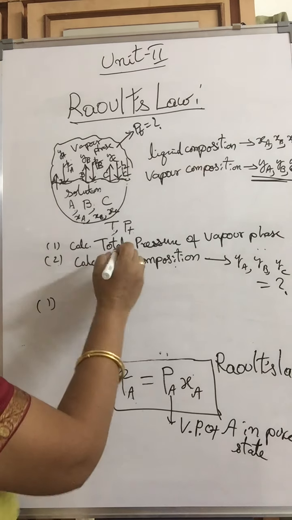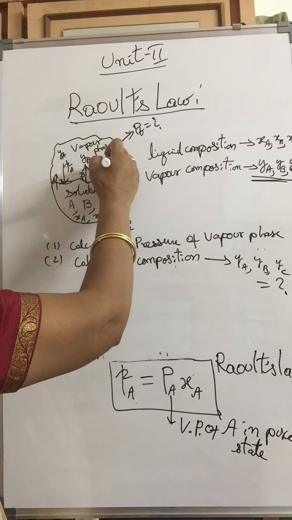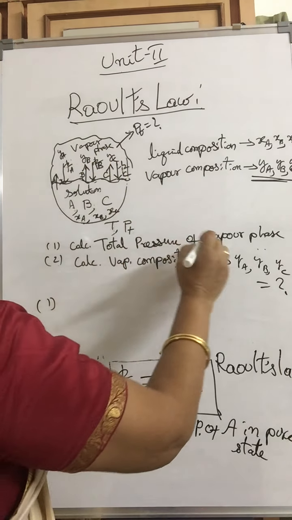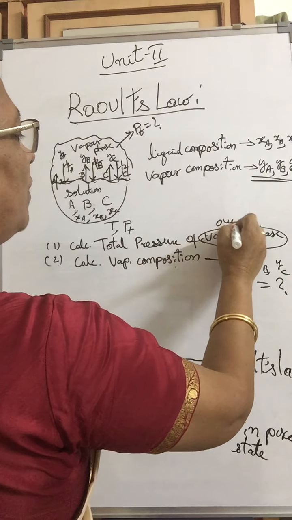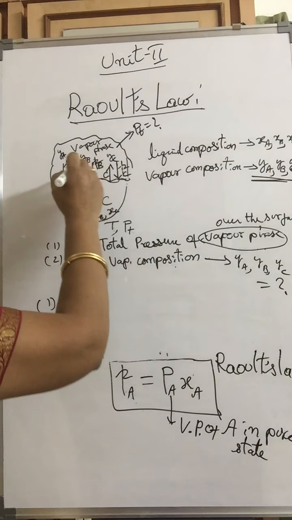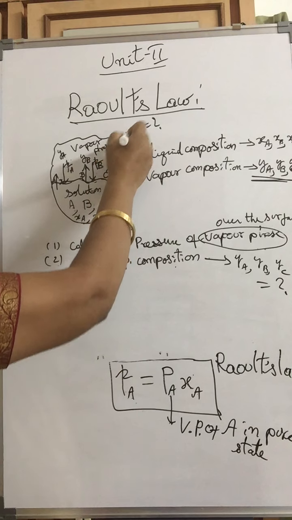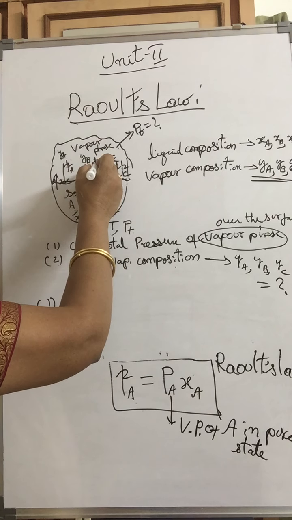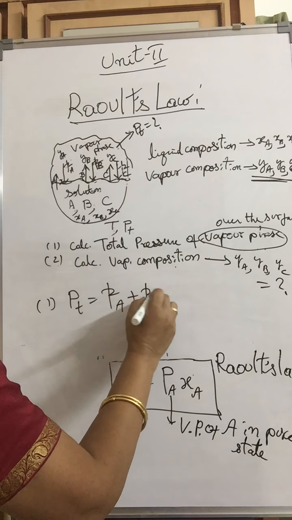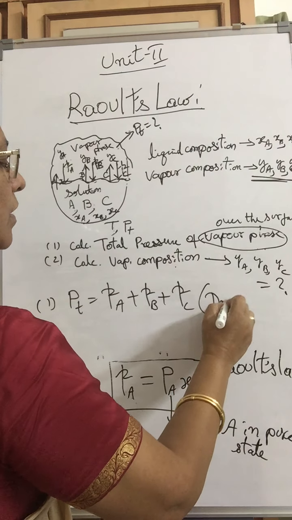First one, calculate total pressure of this vapor phase. Total pressure over this surface, we can say. This vapor phase means over the surface. So what is total pressure? PT equal to PA plus PB plus PC. That is Dalton's law.